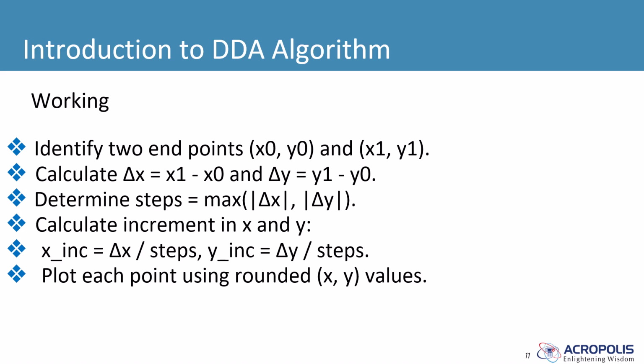Next is to determine the steps. The steps will be determined on the basis of the maximum of delta x and delta y. The fourth step is to calculate the increment in each of x and y. The x increment will be, as shown in the formula, delta x upon steps, and the y increment will be delta y upon steps. We have to plot each point using these rounded x and y values.